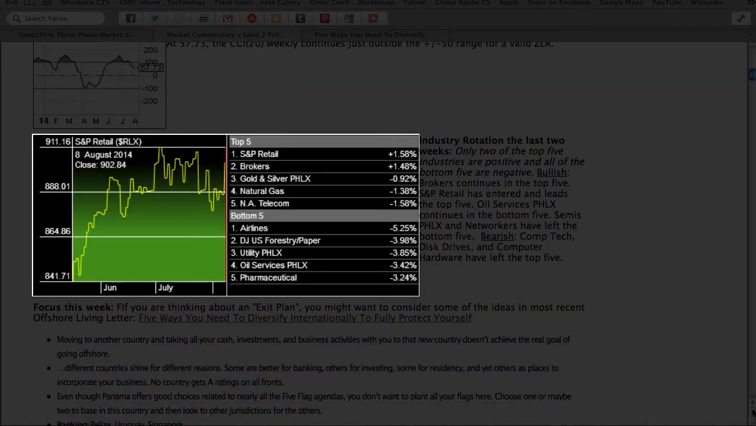Industry rotation the last 2 weeks. Only 2 of the top 5 industries are positive, and all of the bottom 5 are negative. Bullish, brokers continues in the top 5. S&P Retail has entered and leads the top 5. Oil services continues in the bottom 5. Semis and networkers have left the bottom 5. Bearish, comp tech, disk drives, and computer hardware have left the top 5.